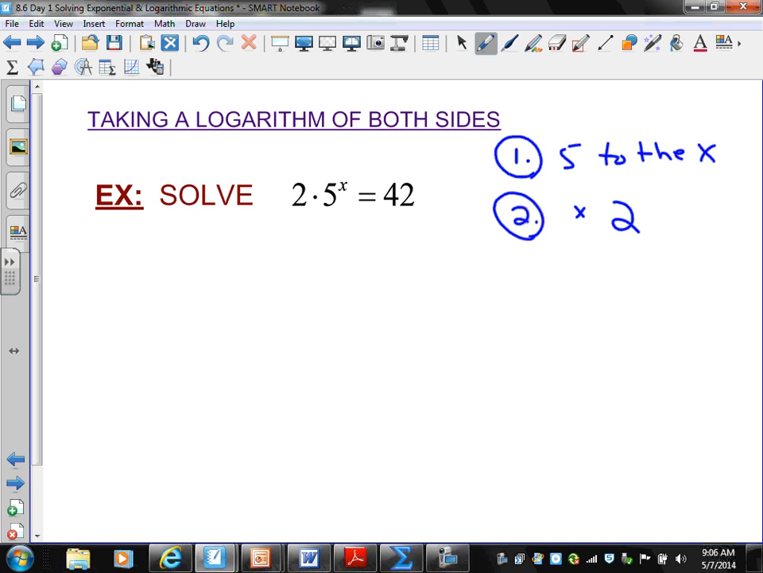Okay, so we're going to unwrap those in reverse order. I'm going to divide by 2 first. Okay, so I'm going to divide by 2. And I'm going to get 5 to the x equals 21.